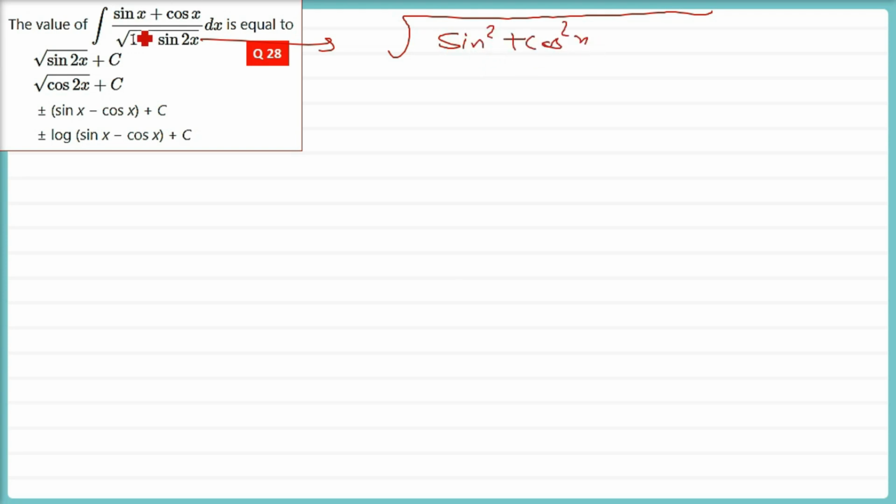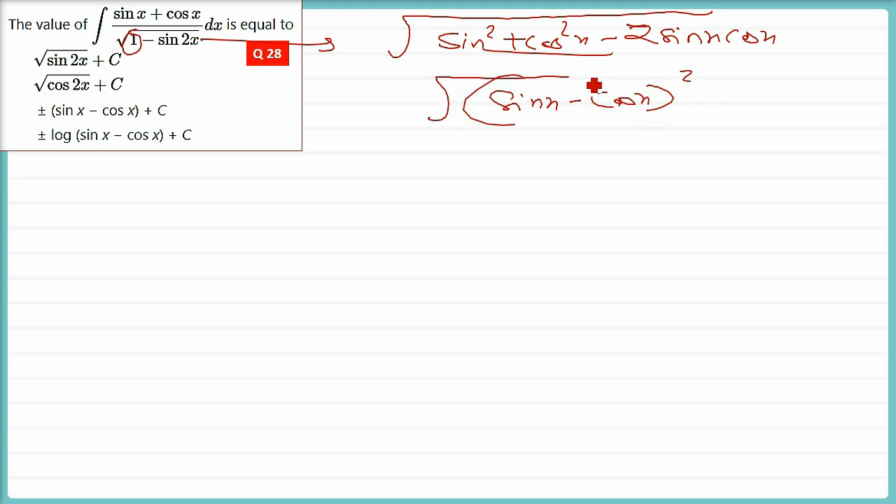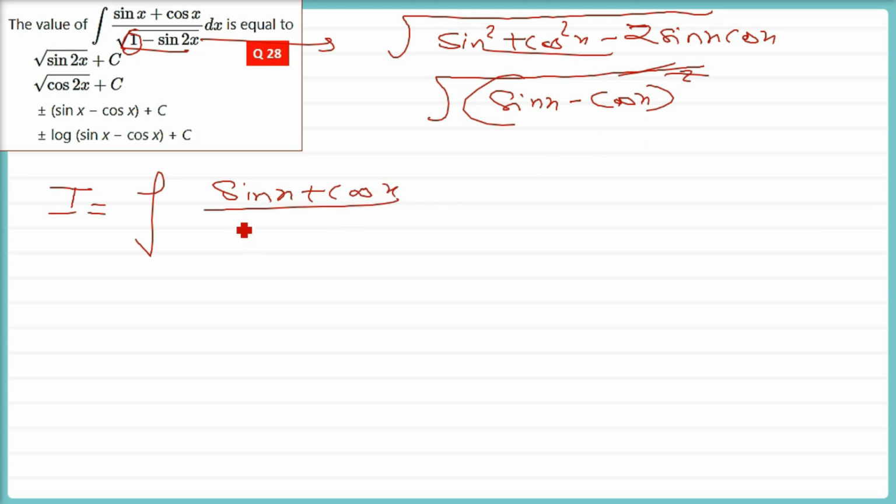I am writing this one as sin square x plus cos square x. Sin 2x can be written as 2 sin x cos x. This is simply sin x minus cos x whole square, which means a square plus b square minus 2ab is a minus b whole square. So sin x minus cos x whole square under root of this. Now root of 2 will get cancelled, only sin x minus cos x will remain. So in this integration, sin x plus cos x will remain in the numerator and the denominator is sin x minus cos x.